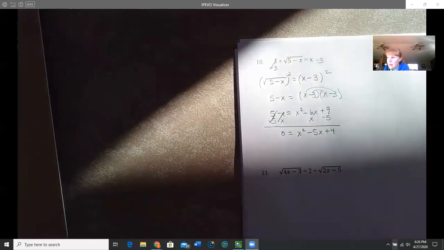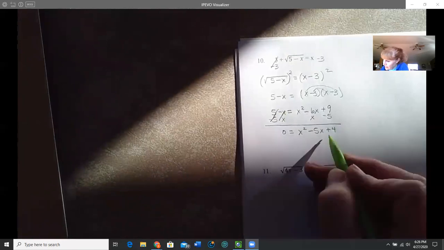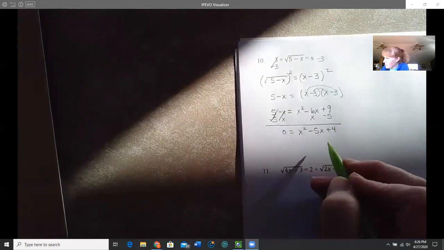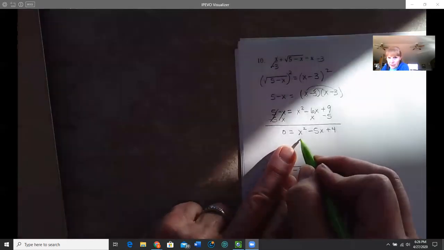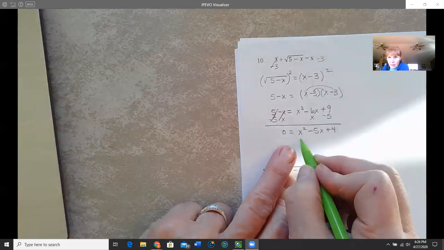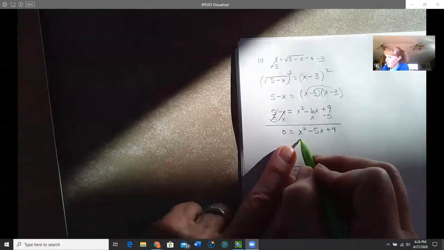Alrighty. And now, before the sun goes all the way down, I think I can get this done before I lose my little spot here. We're going to factor this right here. I wonder if I open up the window.